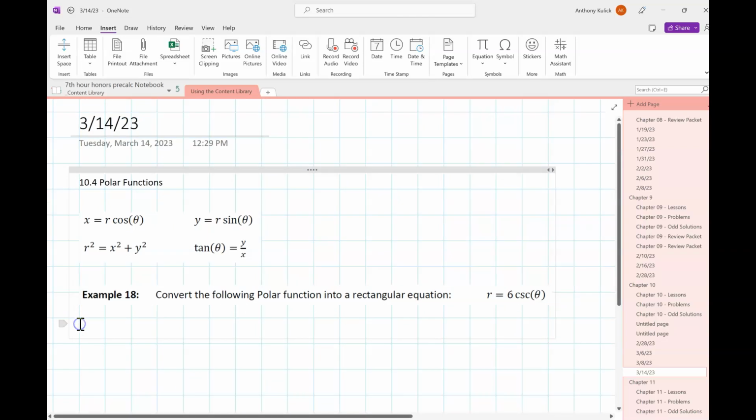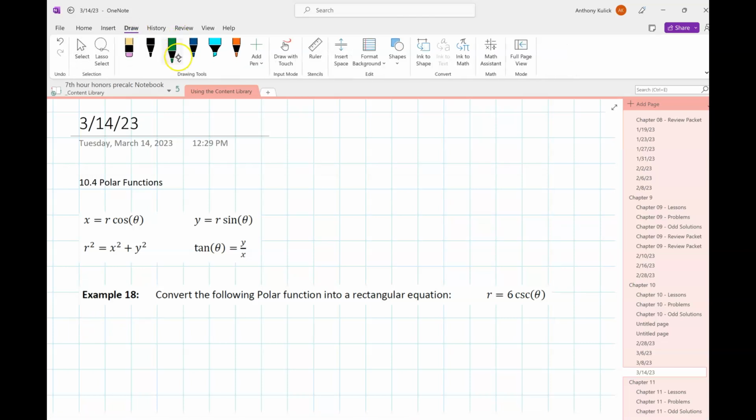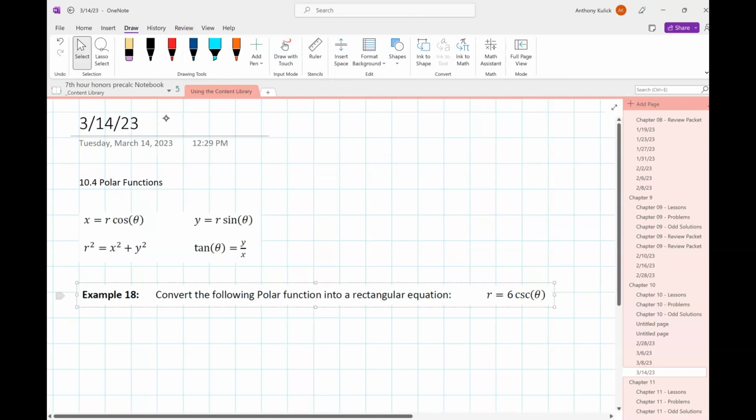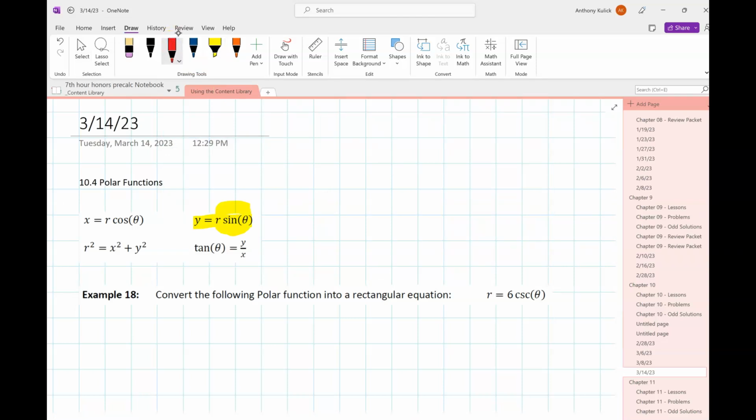So let's say that we're asked to convert the polar function r equals 6 cosecant theta and turn that into a rectangular equation, like a y equals, or something with just x's and y's in it, right? So if I'm looking at this, it seems like I'm going to want a y equals equation. So I'm going to be trying to get an r sine theta somewhere in my function so that I can make that substitution and turn it into a y.